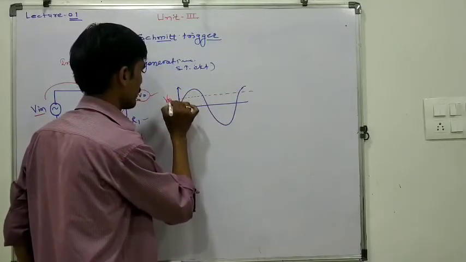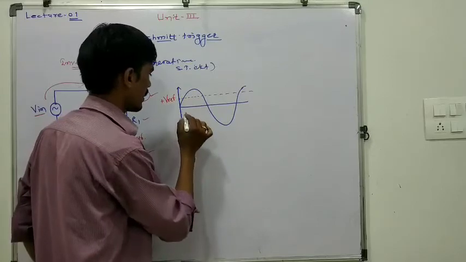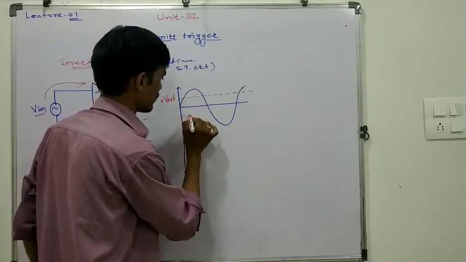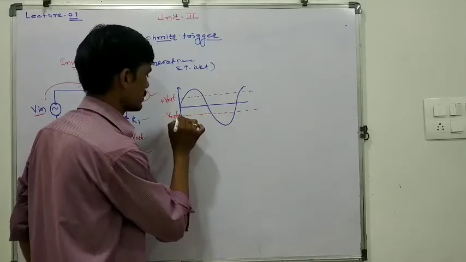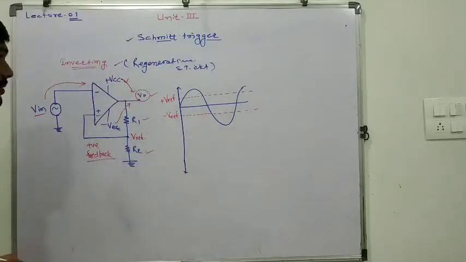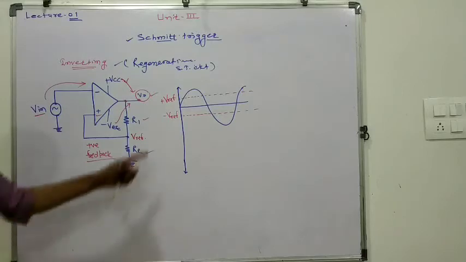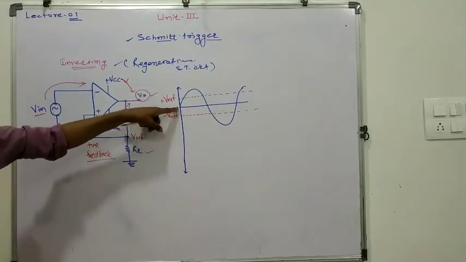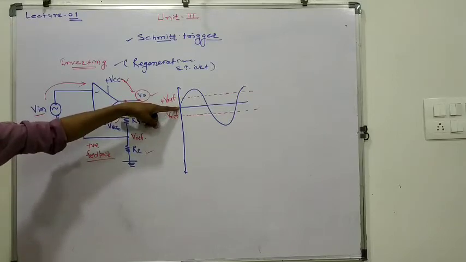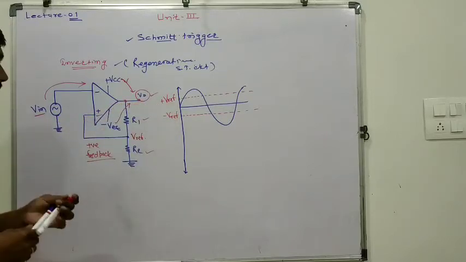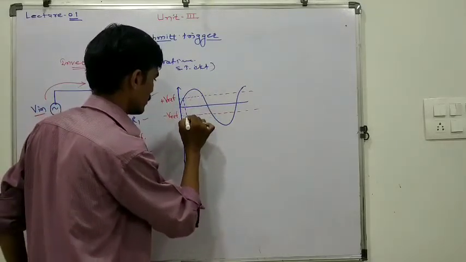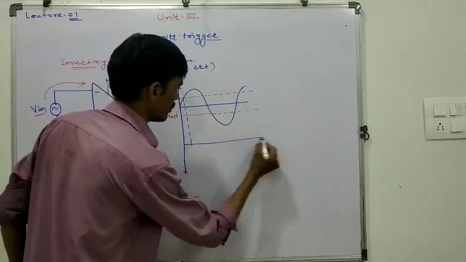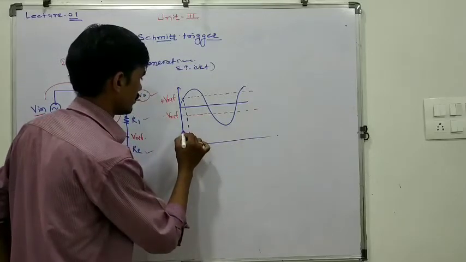This is, for example, plus V reference, and the second one is the minus V reference. We are considering it as a minus V reference. Now let us talk. The input starts with this. Input start is less than V reference, so ultimately we are getting a positive square wave.